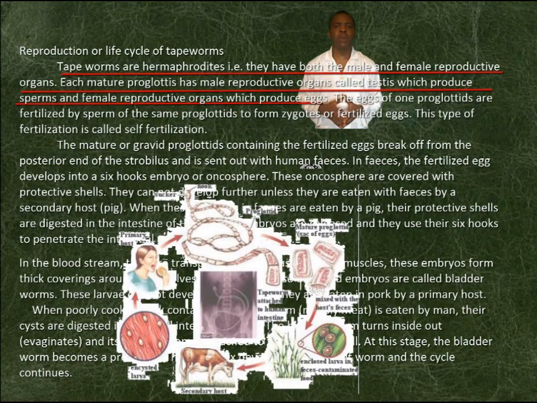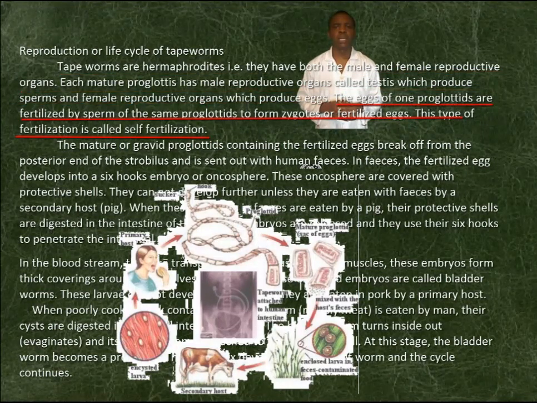Reproduction or life cycle of tapeworms. Tapeworms are called hermaphrodites, that is, they have both the male and female reproductive organs. Each mature proglottid has male reproductive organs called testes, which produce sperms, and female reproductive organs, which produce eggs. The eggs of one proglottid are fertilized by sperm of the same proglottid to form zygotes or fertilized eggs. This type of fertilization is called self-fertilization.